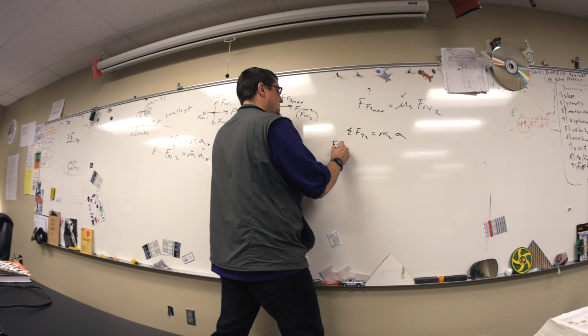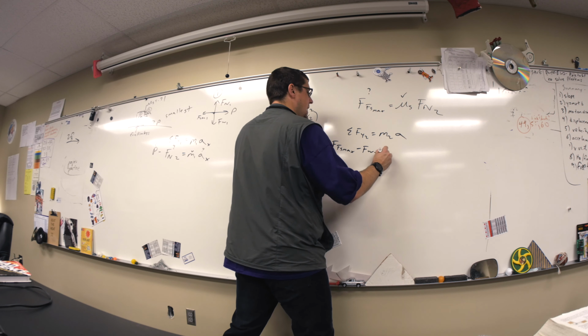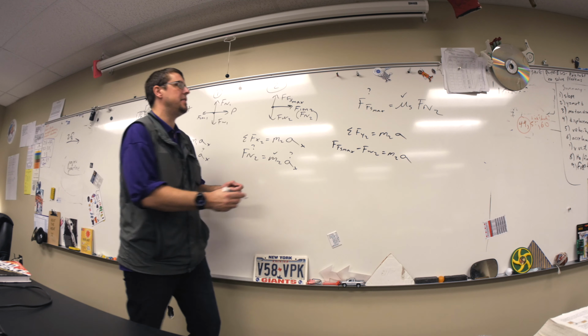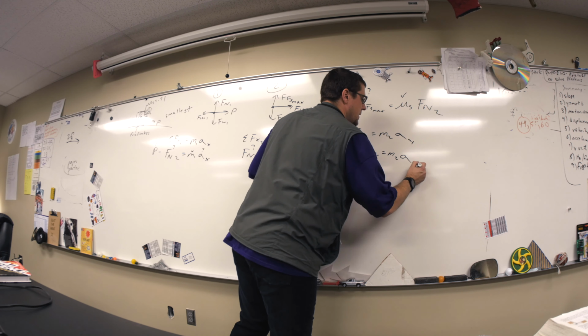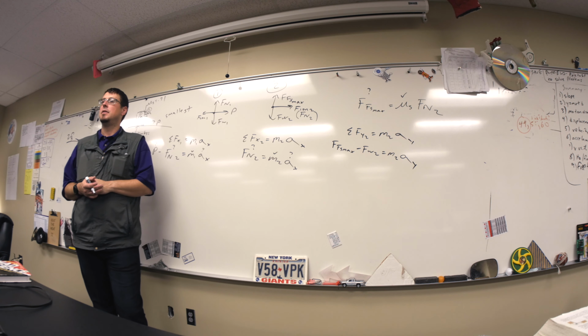So the force of static friction max going up, minus the weight of block 2 going down, equals m2 times a. But what is my acceleration in the y direction on block 2?